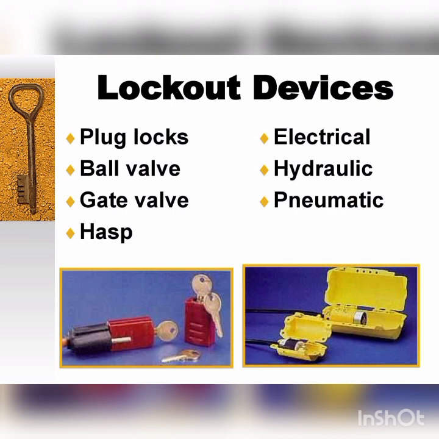There are some devices which we will apply when you have to operate the lockout tagout system. Plug locks, ball valve, gate valve, hasp, electrical, hydraulic and pneumatic types of devices are used for the lockout system. In the picture you can see some of the devices with the keys connected with them.